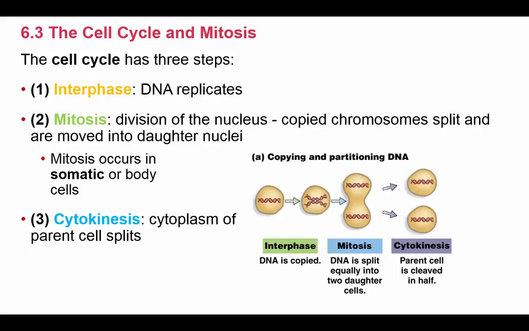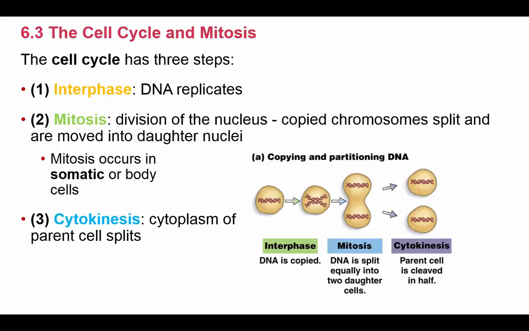Then mitosis divides the nucleus. So all the other materials that are found in the nucleus, that's all going to be divided into 2 different nuclei. Mitosis occurs in somatic cells or in body cells. So that term somatic just refers to body cells like skin, muscle, bone cells, those types of things. And then finally, cytokinesis is going to divide the cytoplasm.